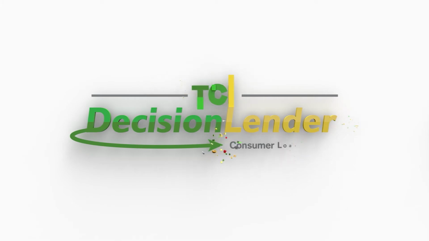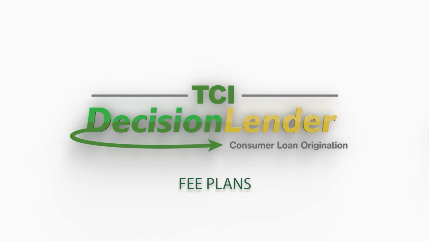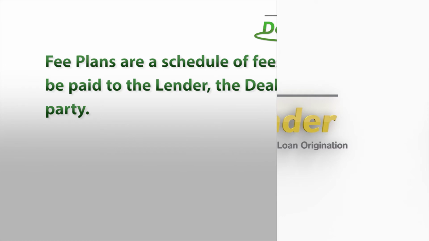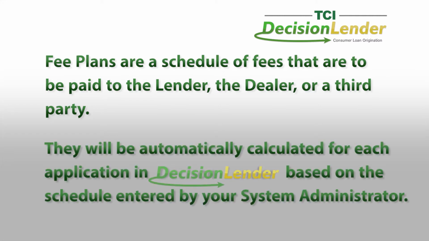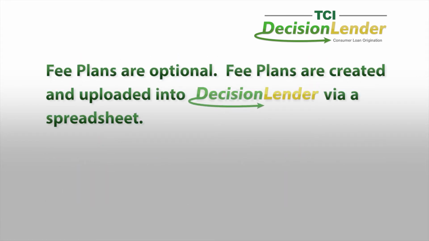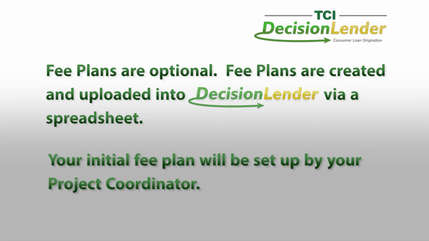This tutorial will explain the use of fee plans in DecisionLender 4. Fee plans are a schedule of fees that are to be paid to the lender, the dealer, or a third party. They will be automatically calculated for each application in DecisionLender based on the schedule entered by your system administrator. Fee plans are optional. Fee plans are created and uploaded into DecisionLender via a spreadsheet. Your initial fee plan will be set up by your project coordinator.